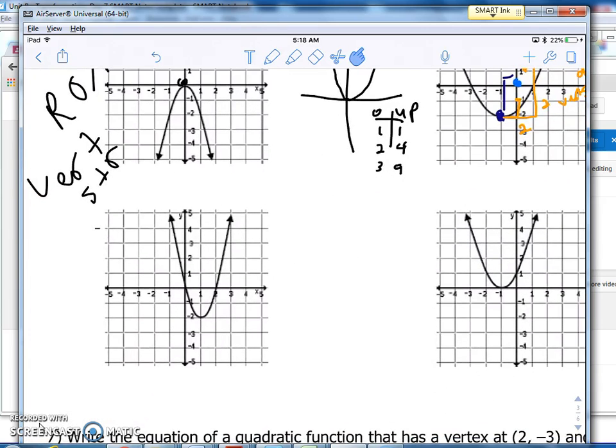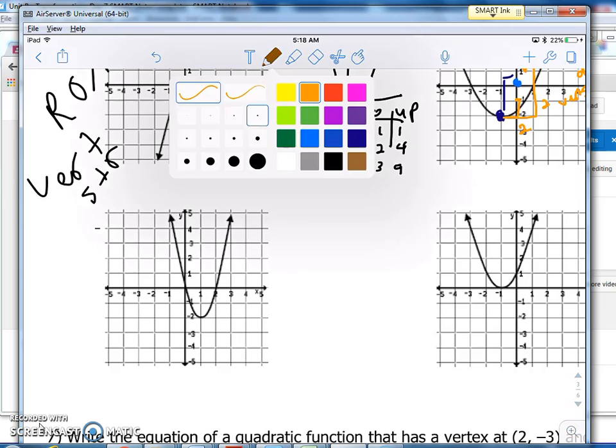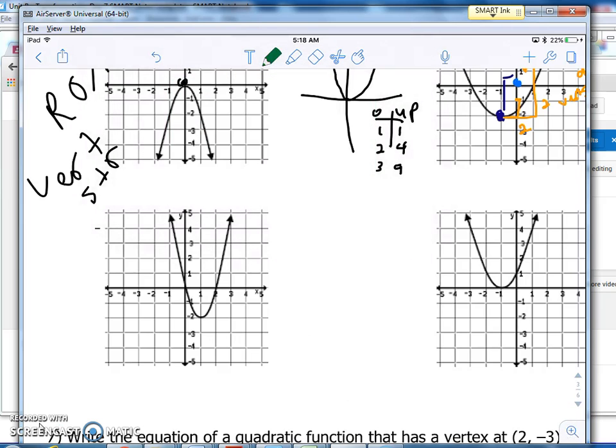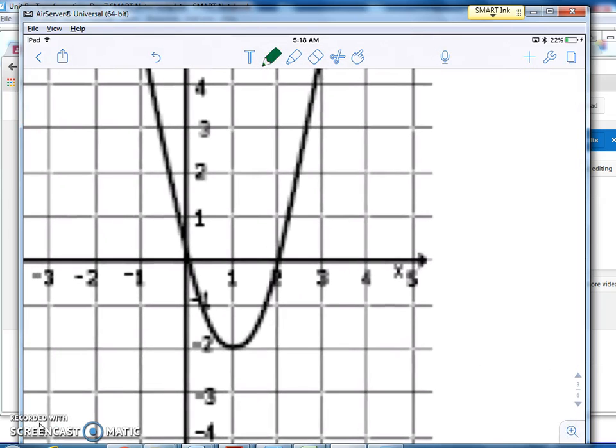All right, let's look at this one. How about some green? Zoom in. So our vertex is supposed to be here, but it's all the way down here. So that's 1 to the right and 2 down. So shift right, and shift down.